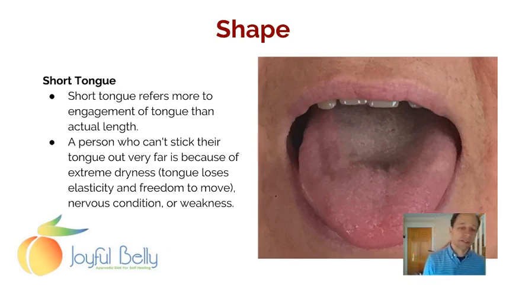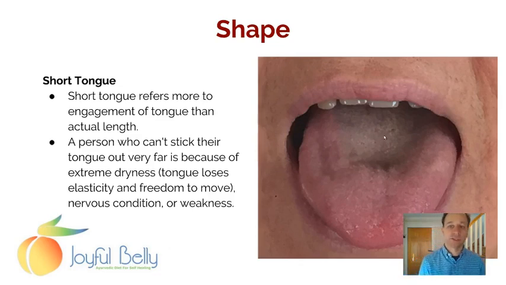And there's several things that could cause that. Some of these are really severe neurological conditions that prevent the person from being able to move their tongue. Some of it could be extreme dryness of the tongue, so the tongue loses its elasticity. But more often than not, it's just simple weakness. And here we see a weak tongue. Look at the depression in the root there in the back.